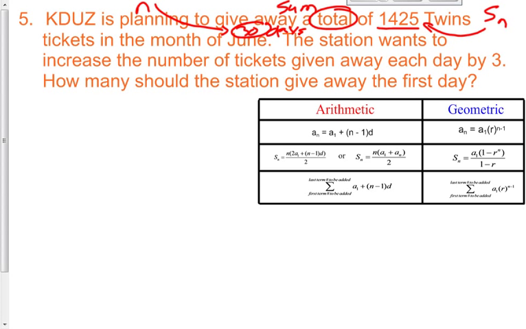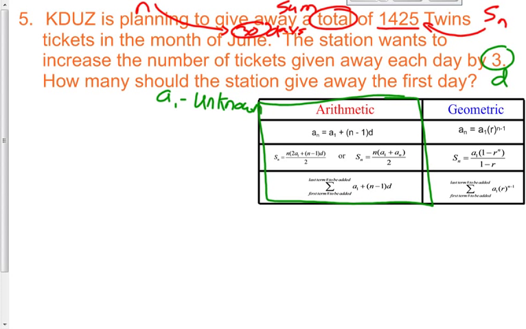It wants to increase the number of tickets given away each day by 3. So what is this 3, class? This is going to be our common difference, D. We're going to add 3 each and every time. If I have a common difference, D, this should scream to you, I'm talking arithmetic over here. Okay, so I'm not talking geometric. How many should the station give away the first day? So what you want to find is A sub 1. This is our unknown. Once we find A sub 1, we have our answer.